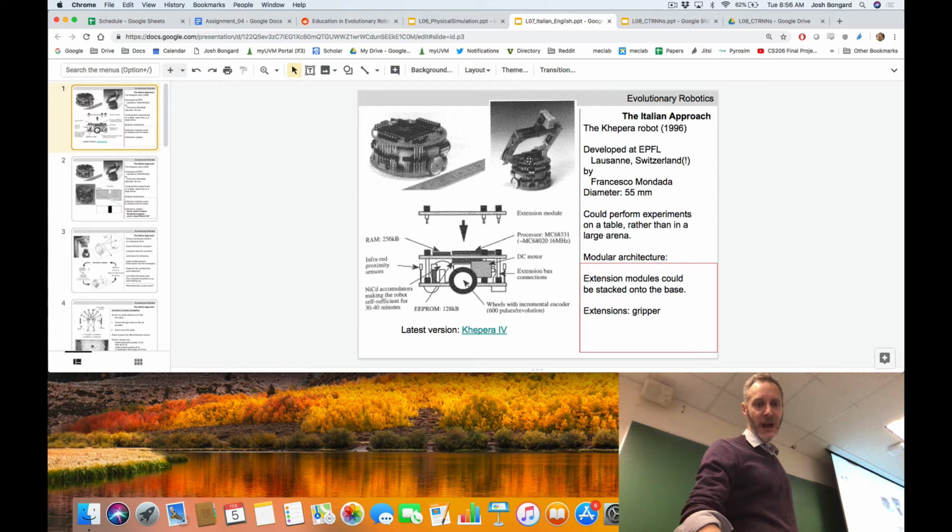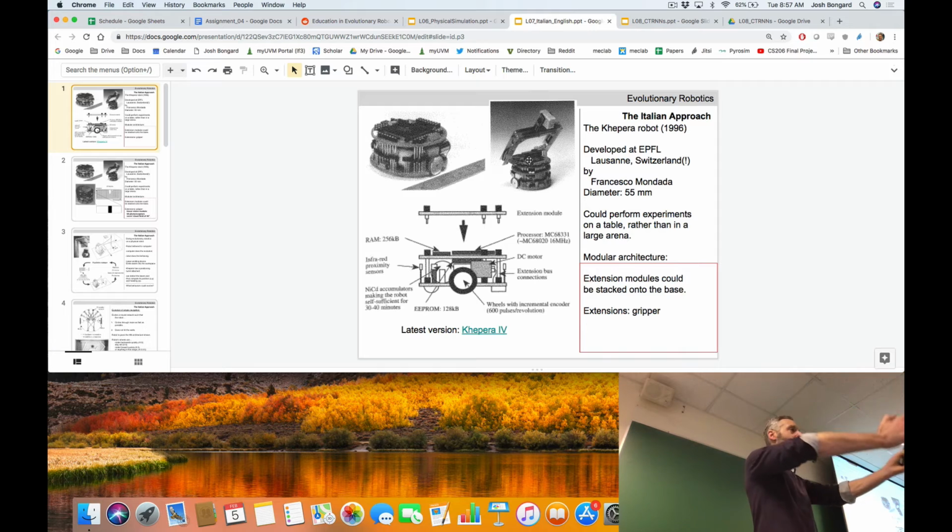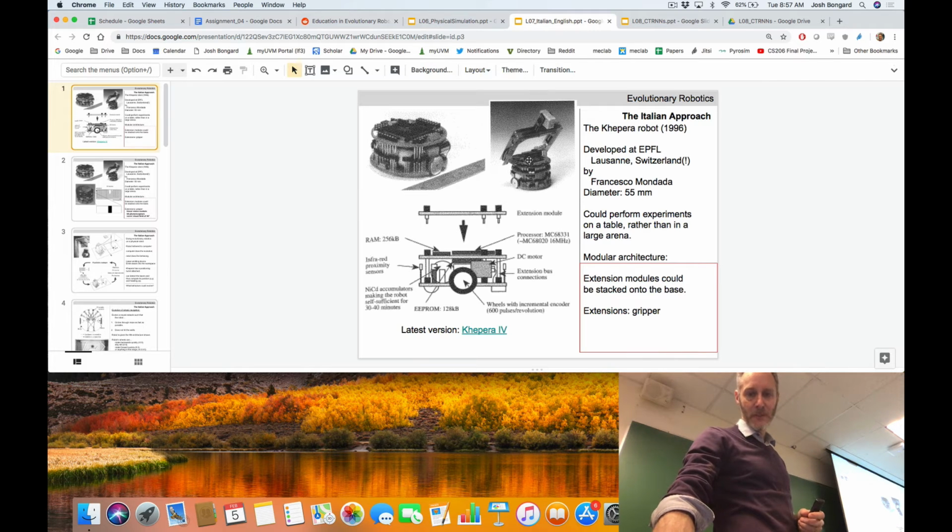Here's a little picture of a simple gripper. This gripper can rotate down, close the gripper and grab, for example, a sugar cube, lift it up, and then with the wheels transport that object somewhere else. Later in the course, we'll see an experiment that uses this simple gripper system.